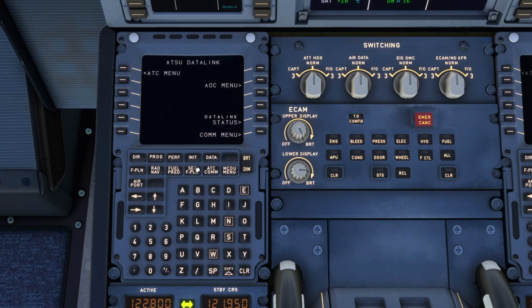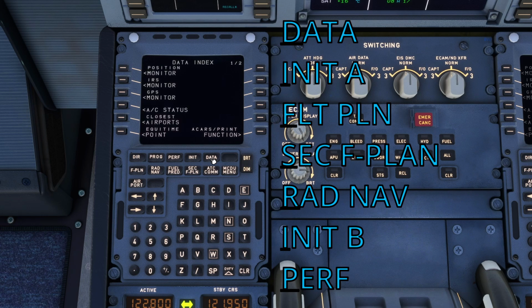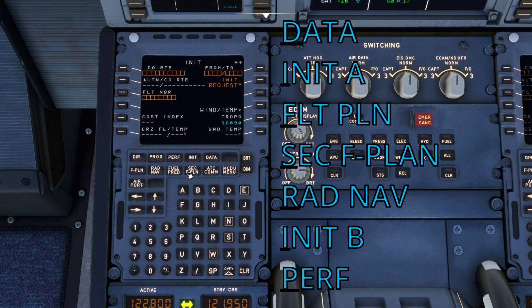So we're going to use our acronym DIFF STRIP, which is data, init A, flight plan, secondary flight plan, rad nav, init B, and performance. Okay, so data, there's nothing that we need to fill in over here. So init A is our first page.